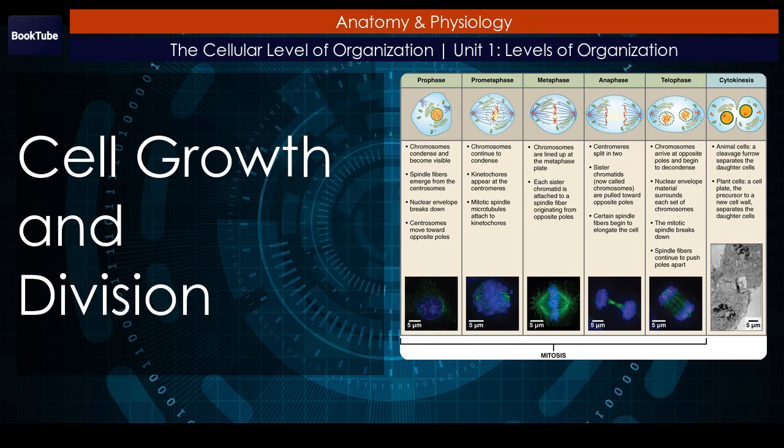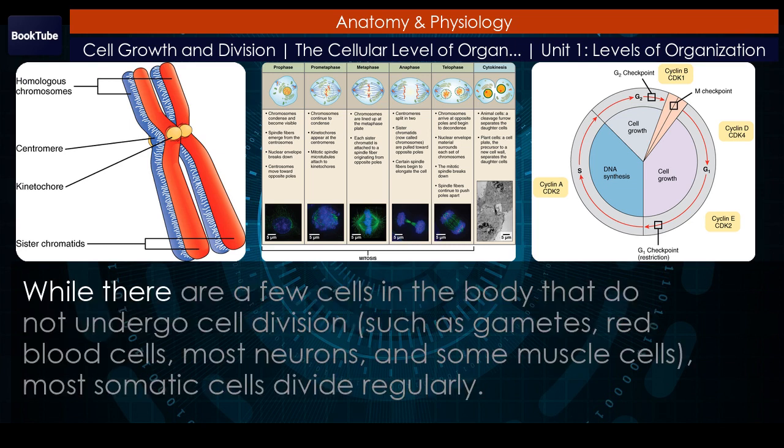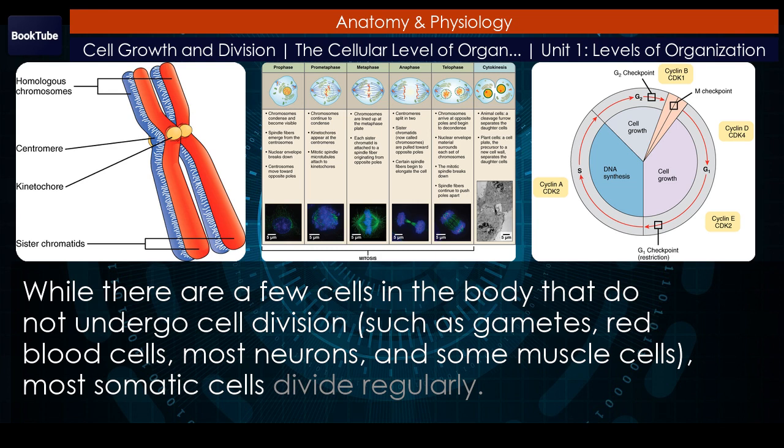Cell growth and division. So far in this chapter, you have read numerous times of the importance and prevalence of cell division. While there are a few cells in the body that do not undergo cell division, such as gametes, red blood cells, most neurons, and some muscle cells, most somatic cells divide regularly.